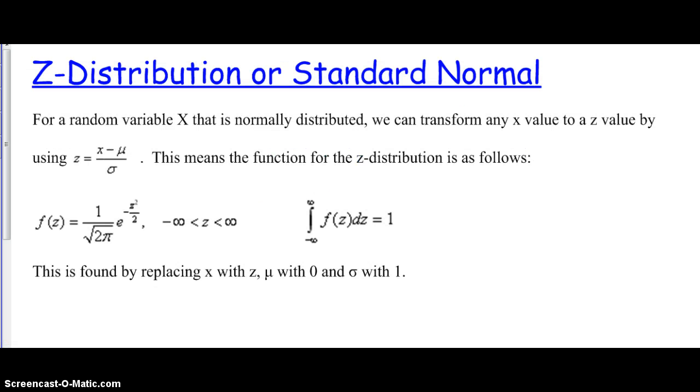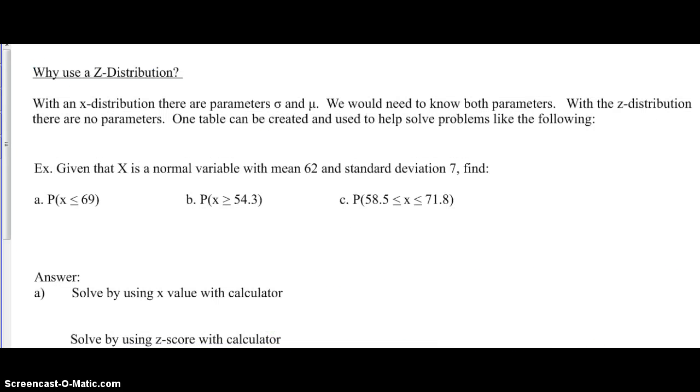All right, last topic is talking about z-distribution or standard normal. And for a random variable x that is normally distributed, we can transform any x value to a z value by using this formula. Please pause the video and write this formula in, and then the function. So this is found by replacing x with z, and mu with 0, and standard deviation with 1. The reason you use the z-distribution is that it allows you to standardize the data and compare different data sets, and you don't have to know the mean and the standard deviation.